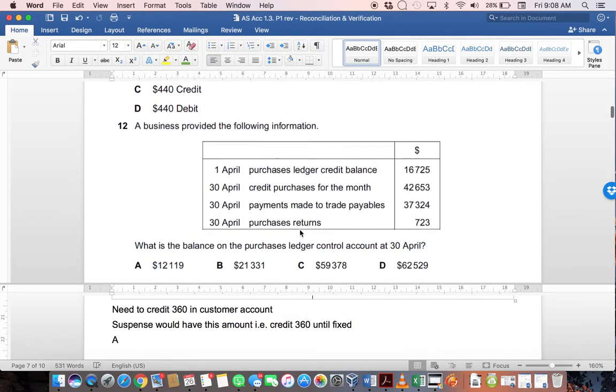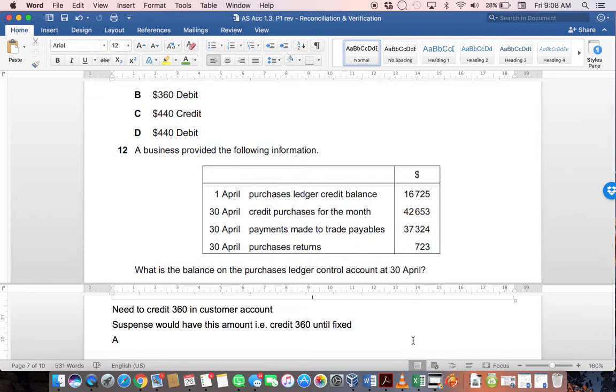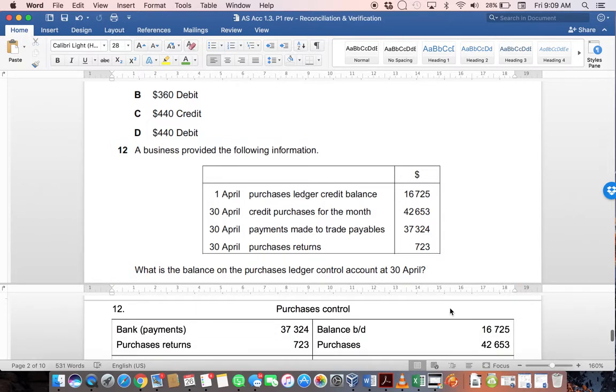Number 12. A business provided the following information. Here you have detailed information about your purchases. What was the credit balance at the beginning, what you bought, what payments, what returns. And the question is, what is the balance on the purchases ledger control account at the 30th of April? You should be able to work this out pretty simply by realizing, obviously, it's the balance plus the purchases minus payments and returns. But if you're not 100% sure, draw up your T account for purchases control.